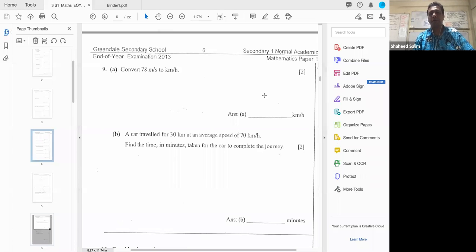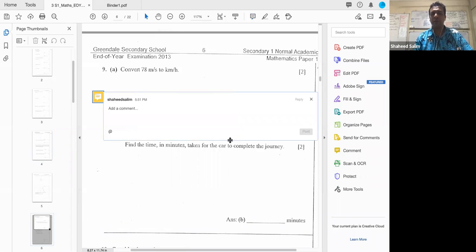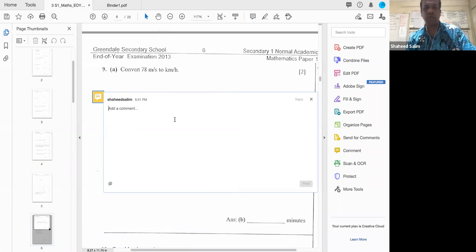Okay, so we do step by step now. You must have an exercise book for this tuition. So now let's say 1 meter per second. 1 meter per second is 1 meter in 1 second. So now you want to change it to kilometer per hour. Well, we have to change this now to 3,600 seconds. Why? Because that is 1 hour.